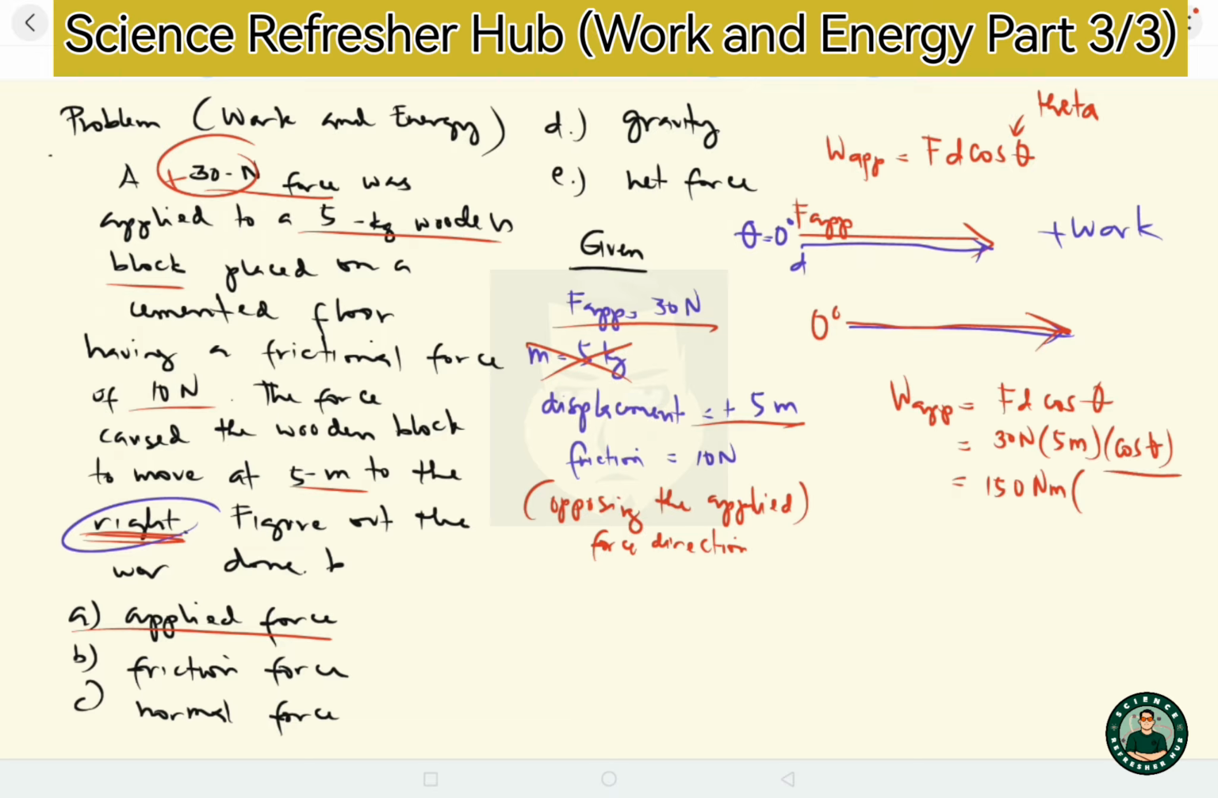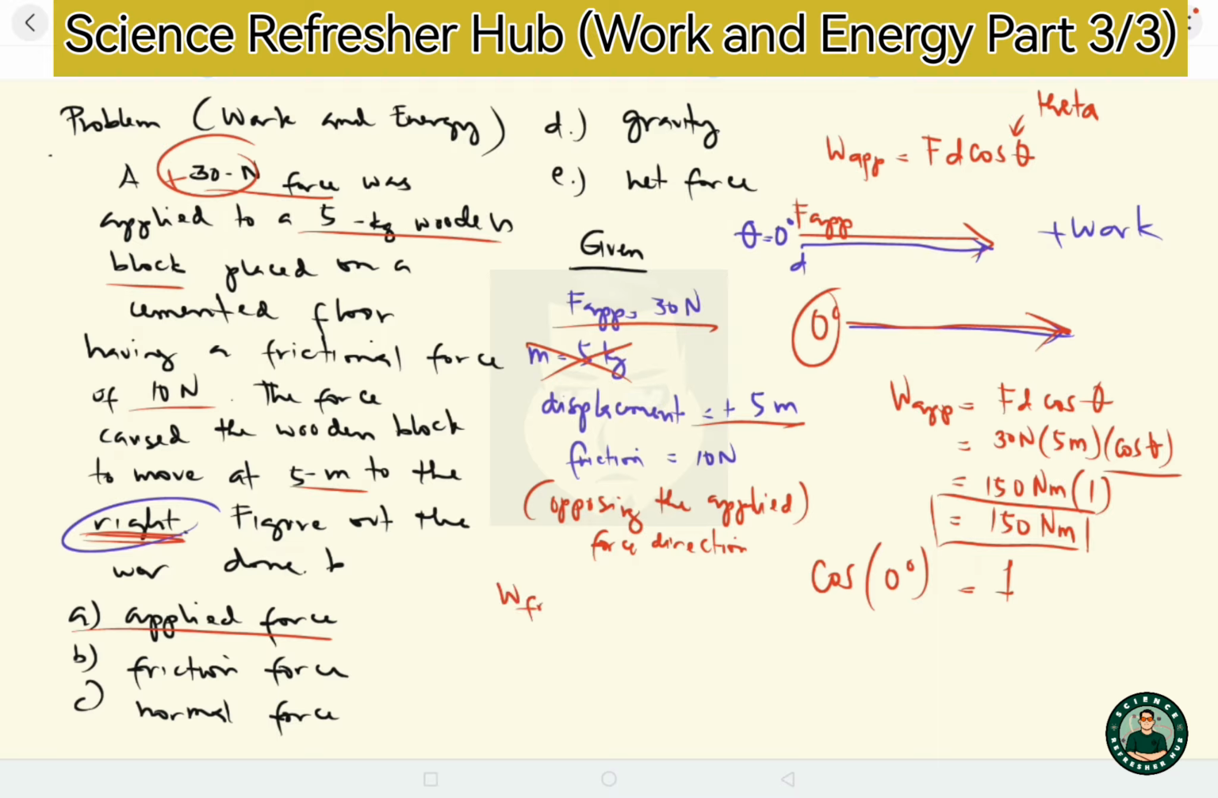And what's cosine theta? If you put it in your calculator, there's a button here, COS, that's cosine. Press that one and then input the angle. The angle this time is 0. And if you input cosine 0 in your calculator, the answer will be 1. So we can replace cosine theta with 1. Okay, so our answer is still 150 Newton meter, and it's a positive work. It makes sense. Okay, so we're done with the work done by the applied force.